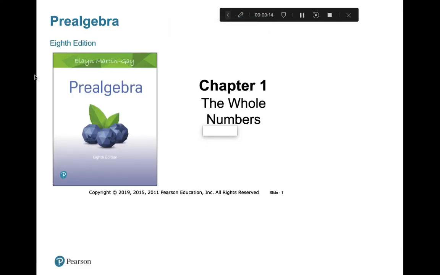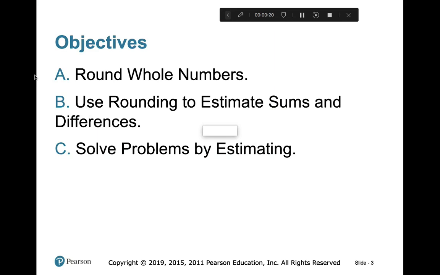You got this. So today we're talking about rounding whole numbers, super simple rounding and estimating. Our objectives for the day are to round whole numbers and round to estimate sums and differences.